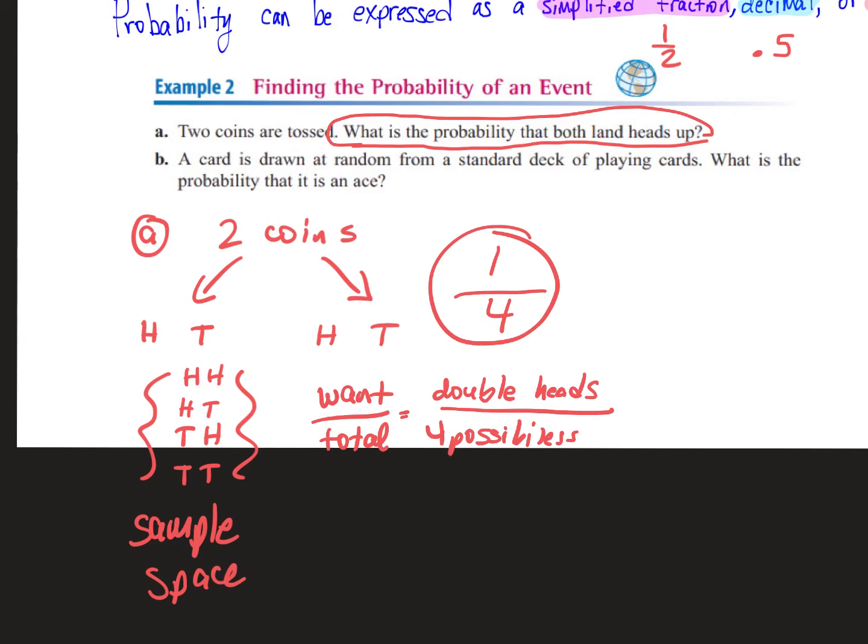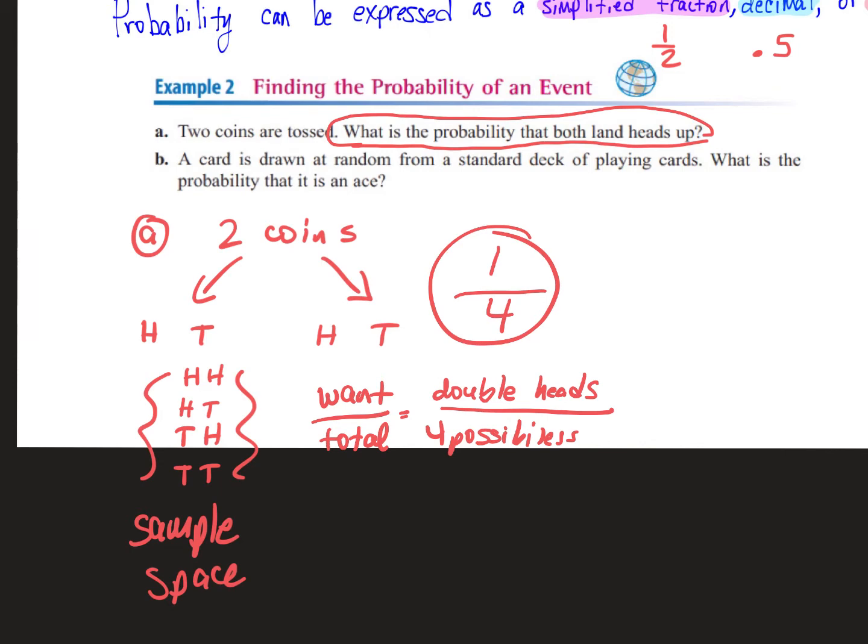If I asked you, okay, what is this as a percentage? You would tell me it's what percent? 25%. What is it as a decimal? There you go. Okay.